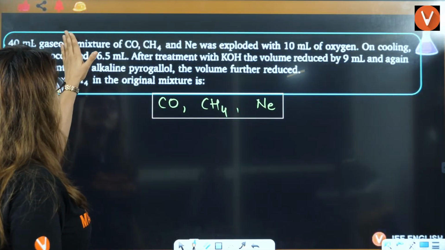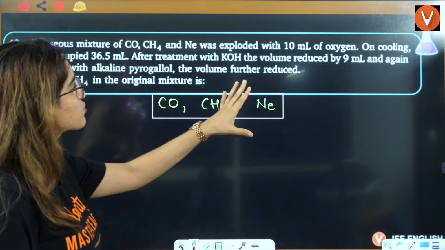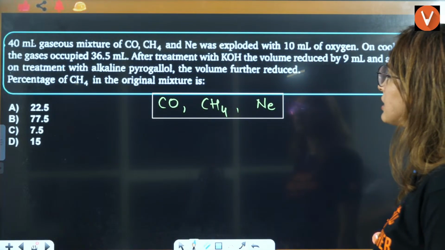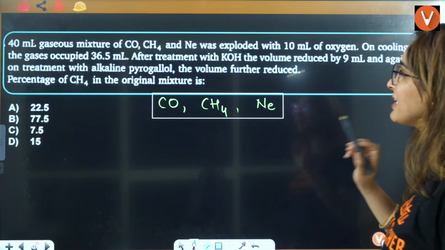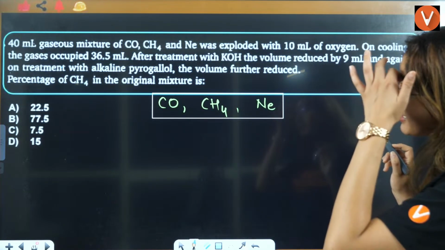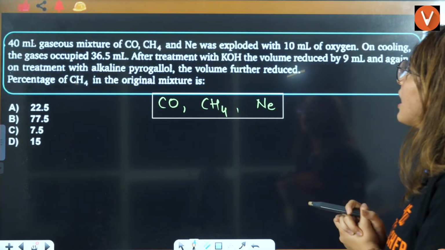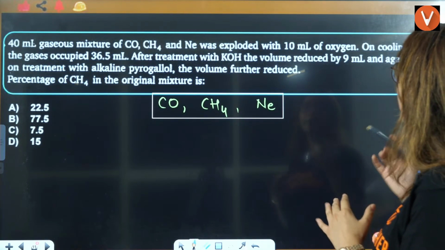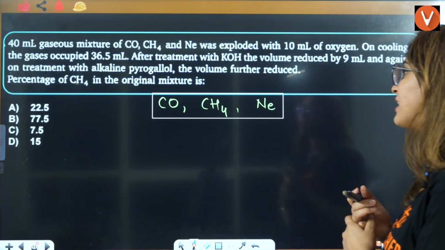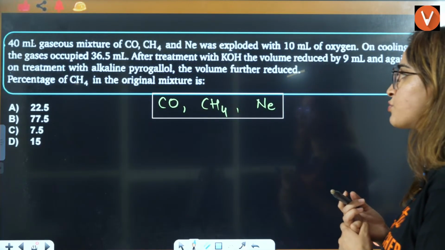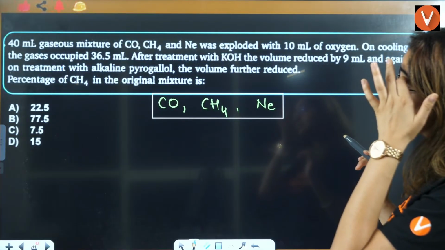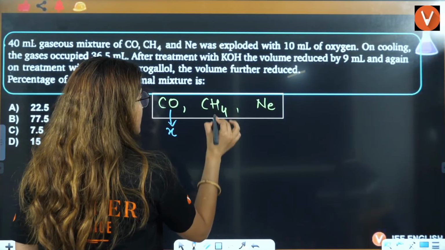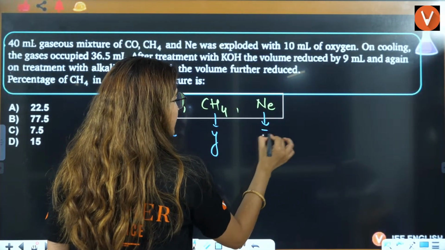40 milliliter of gaseous mixture was exploded with 10 milliliter of oxygen. On cooling, the gases occupied this much. After treatment with KOH, the volume reduced by 9 milliliter. Again, on treatment with alkaline pyrogallol, the volume further reduced. Find the percentage of CH4 in the original sample. Firstly, I'll take CO as X, CH4 as Y, and Ne as Z.